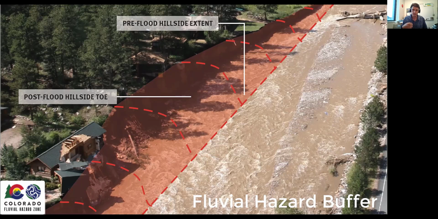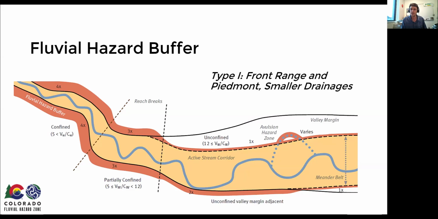So by mapping the fluvial hazard zone in this area, these homeowners and any other infrastructure could have known that they were in a hazardous zone, even though they thought they might have been high and dry based on a FEMA floodplain map alone. So we have different methods for mapping the fluvial hazard zone based on different kinds of rivers.